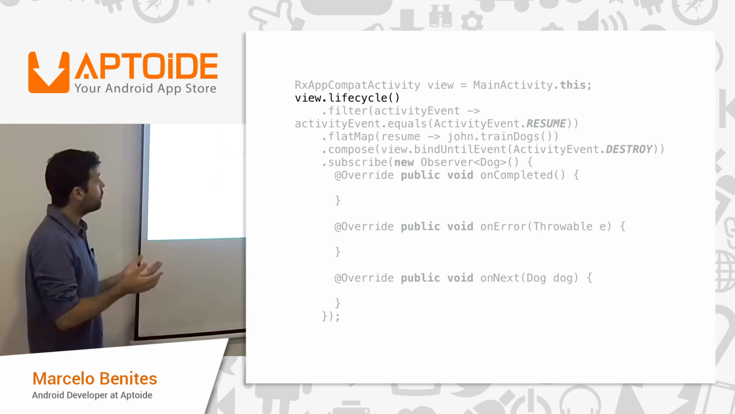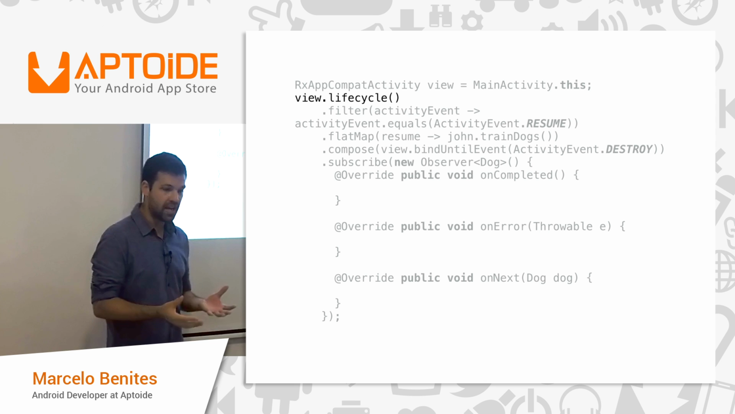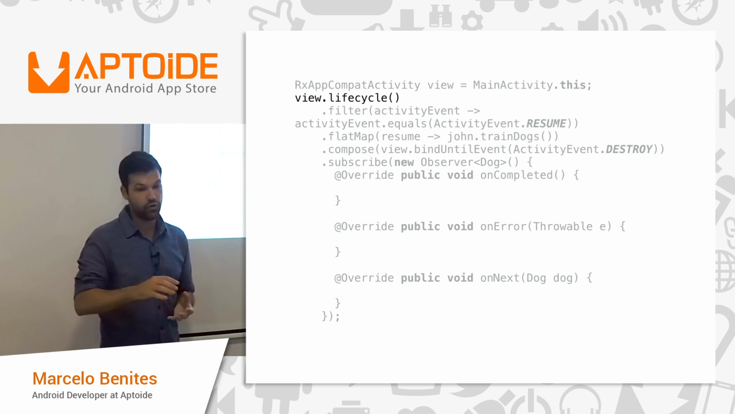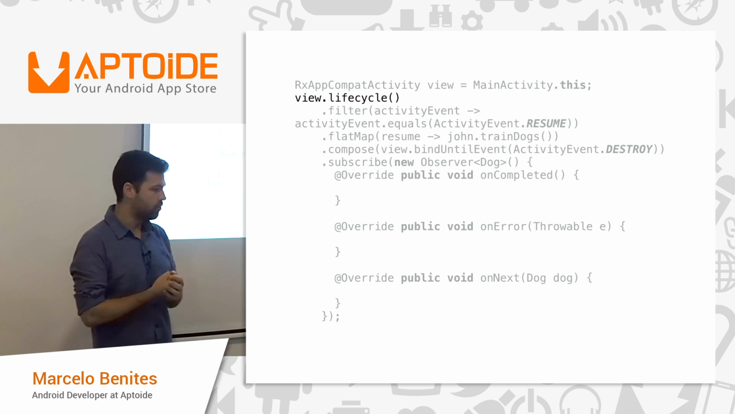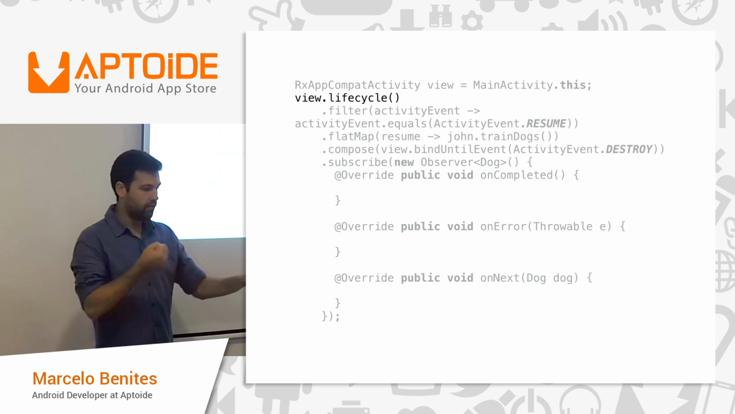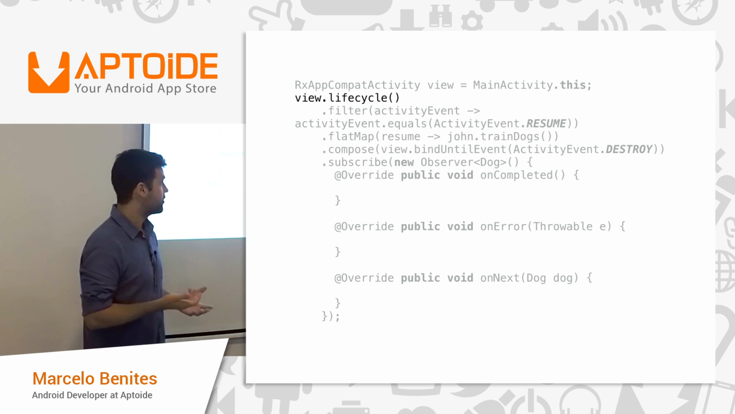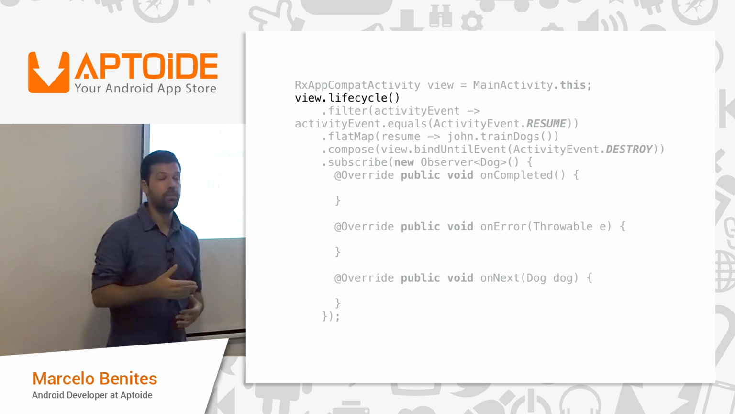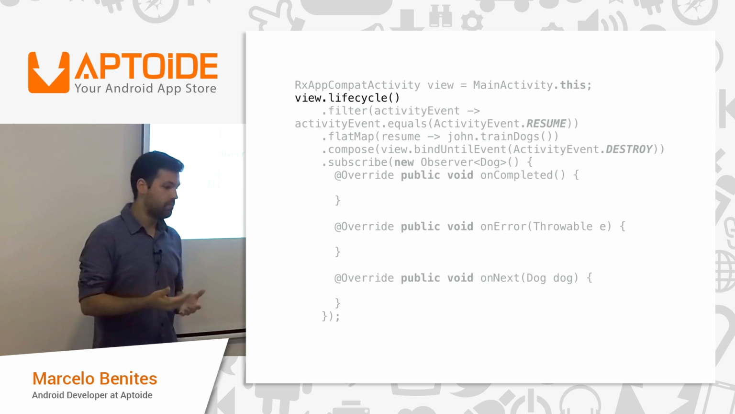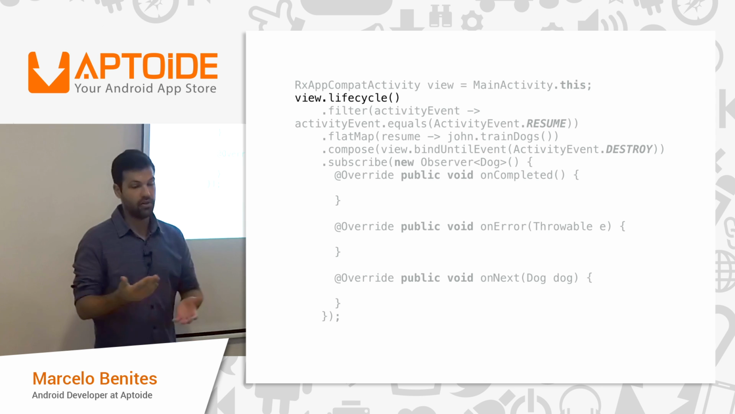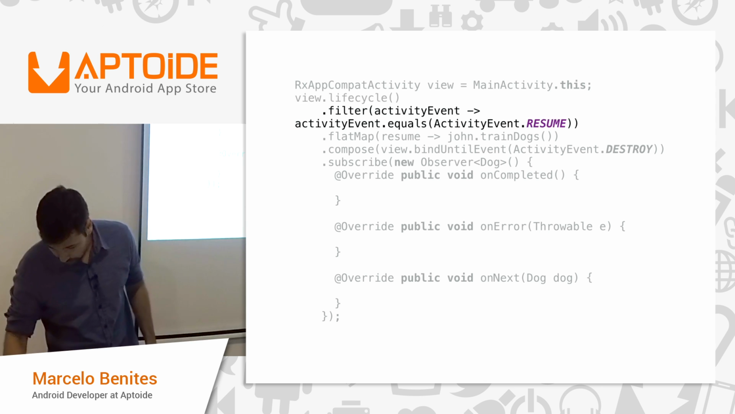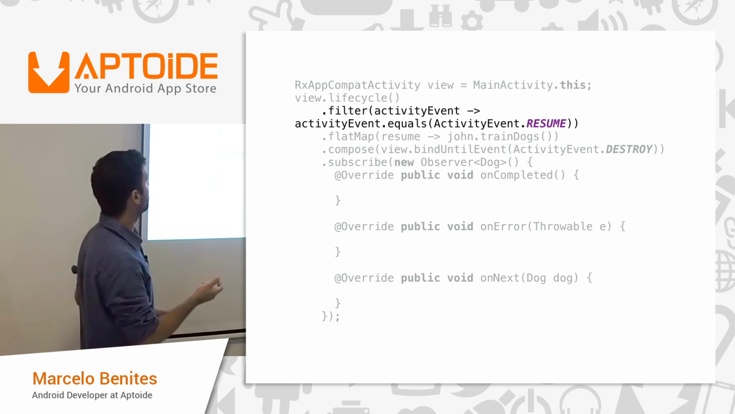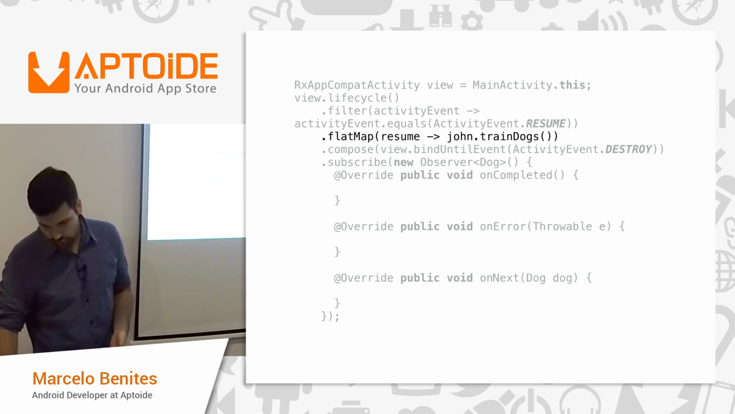So for example, if you're using the MVP pattern, you have a presenter that will deal with your business logic, and you don't want to keep this business logic associated with your view, you can use the life cycle of this view and decouple the logic from the life cycle of your view. And this is cool. You can have your object just receive the life cycle and then deal with all the business logic associated with maybe the view being displayed, and you have to query something. So here we are going to filter the onResume event. We want to do something when the onResume event occurs. And we are going to train our dogs.